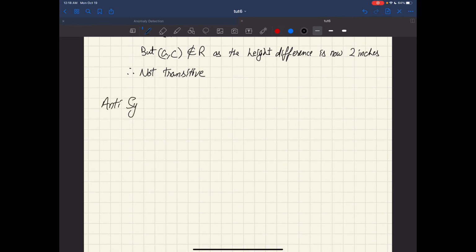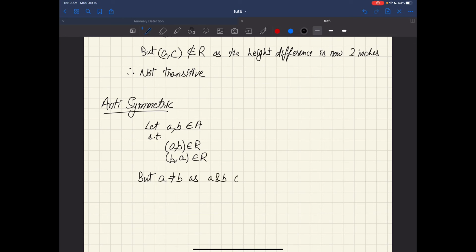And talking about anti-symmetric, again, let's assume A and B belong to the set A such that A comma B belongs to R and B comma A also belongs to R. So let me assume that A and B have a height difference of 1 inch. B and A will also have a height difference of 1 inch. Now, I cannot say A is equal to B as A and B have a height difference. So the only case where this would be true is when A and B do not have any height difference. But that's not the generalized definition which is asked in the question. Therefore, this is not anti-symmetric.